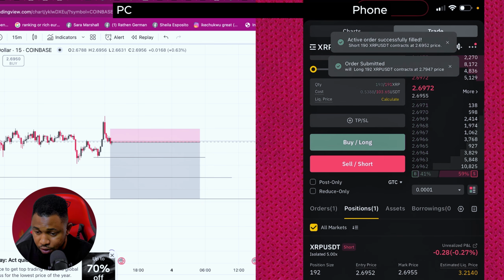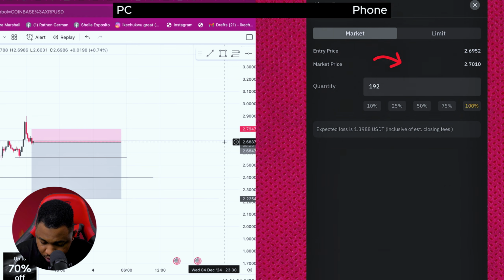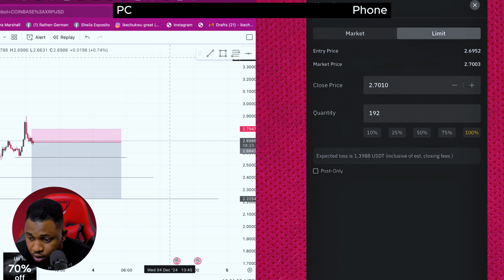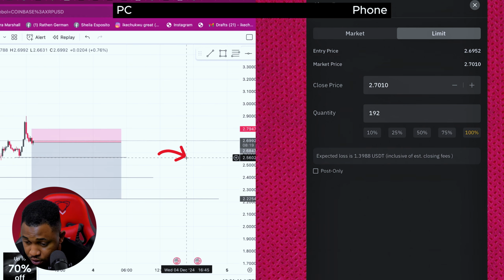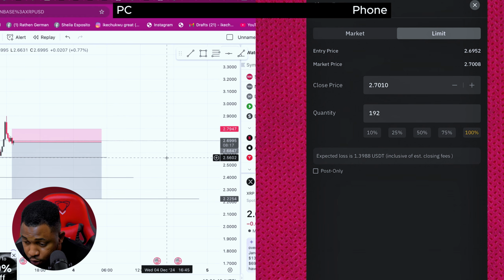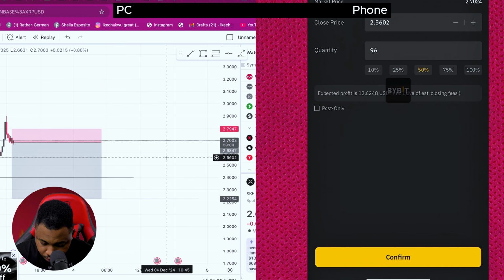So you can see right now our trade is opened, right? So right now you can set your multiple take profits. I'll do that by clicking on close by, and I'll select limit. So over here, what is our first take profit? Our first take profit is this line right here, which is 2.5602. So I'm just going to change this to 2.5602. And how many percent of your trade do you want to close? I want to close about 50% of my trade, and I'll click on confirm.